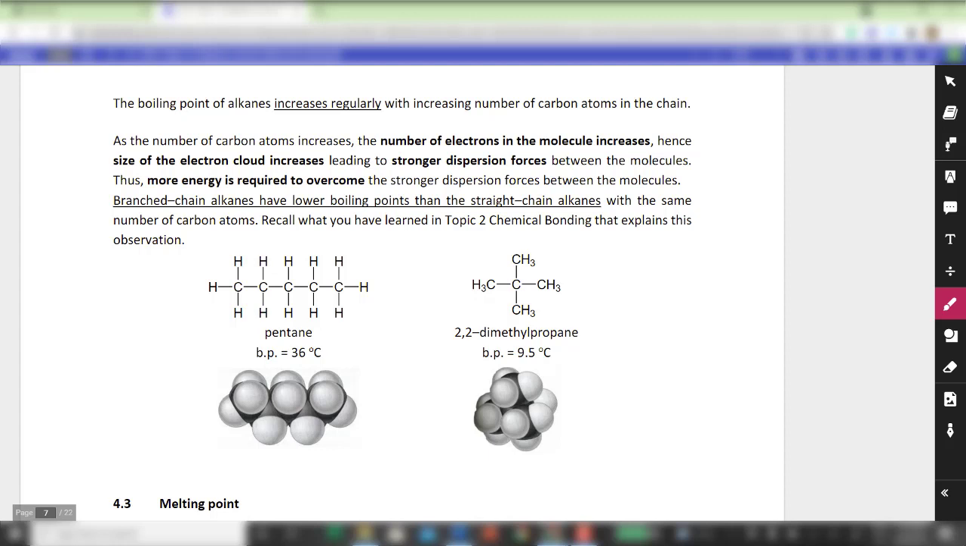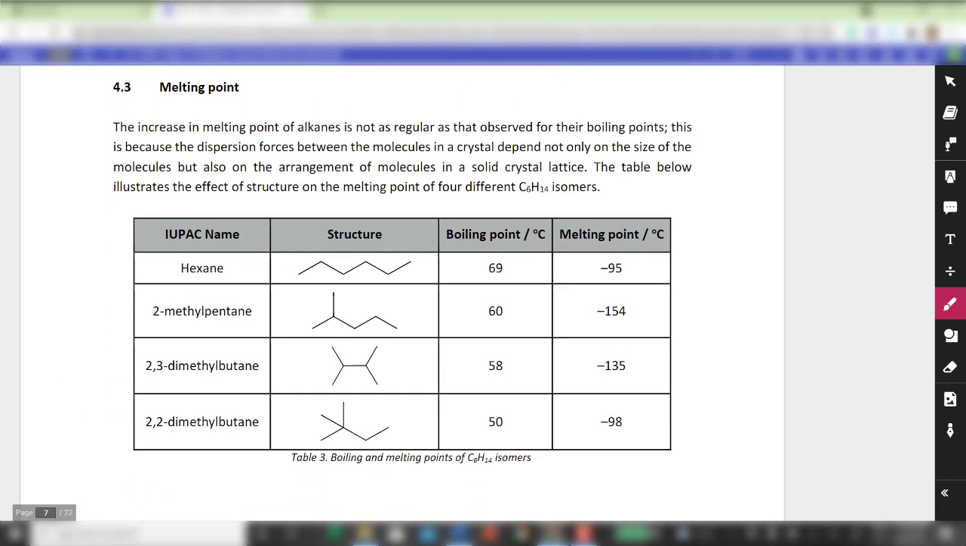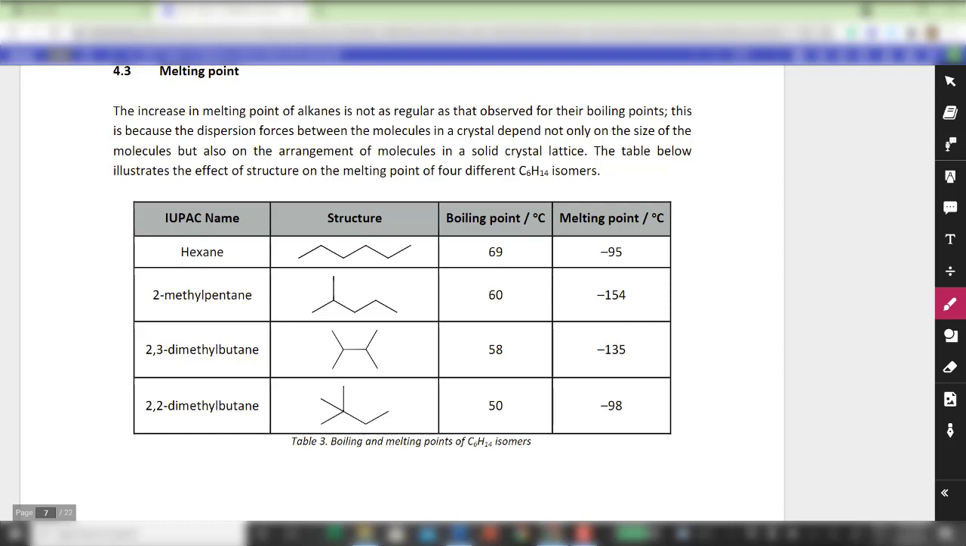If you look at the boiling point, it's the same kind of explanation as you have in chemical bonding. As the number of electrons increases, the electron cloud size becomes bigger and more polarizable, so there is a higher probability of forming stronger dispersion forces. But once you branch it, the electron cloud size becomes more compact, so they are less easily polarized. The melting point tends to be related to how they are arranged in the crystals.